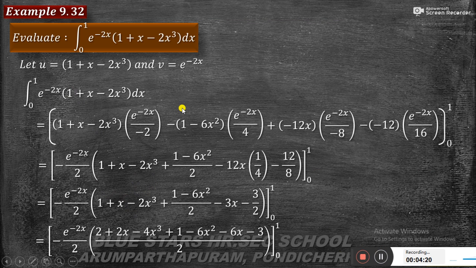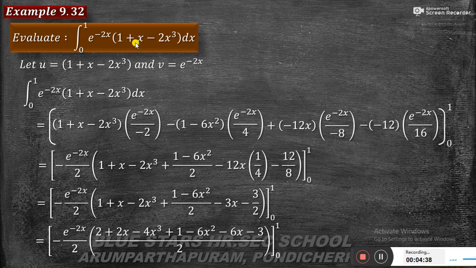Now you see the second problem, example 9.32. Evaluate integral 0 to 1 e power minus 2x into 1 plus x minus 2x cube dx. Now we will evaluate this.